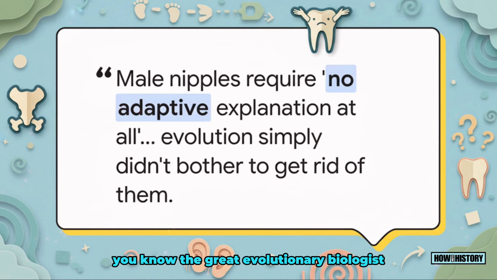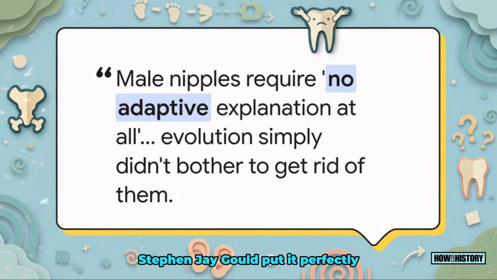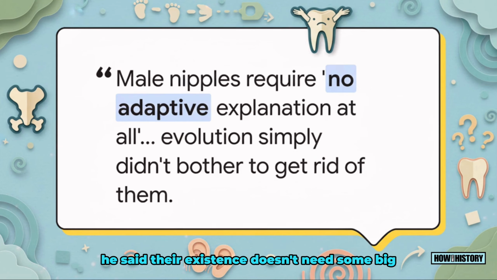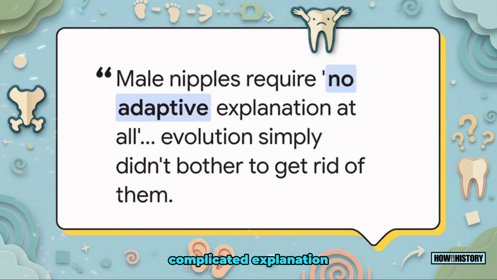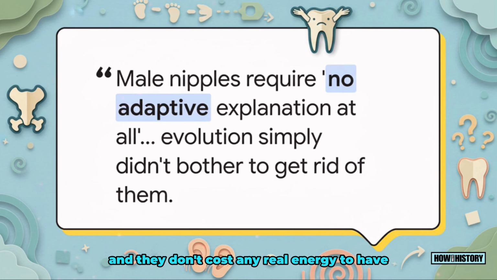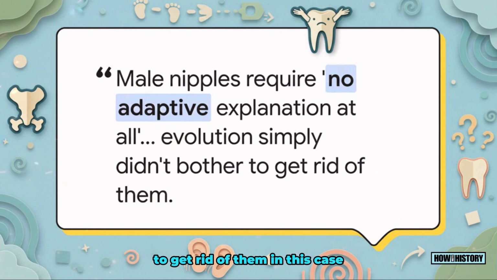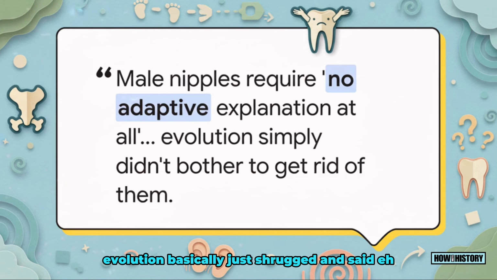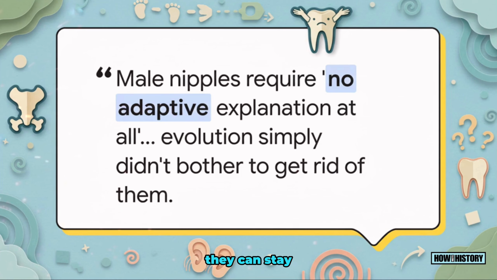You know, the great evolutionary biologist Stephen Jay Gould put it perfectly. He said, their existence doesn't need some big, complicated explanation. Because they don't cause any harm and they don't cost any real energy to have, there's just been no evolutionary reason to get rid of them. In this case, evolution basically just shrugged and said, they can stay.